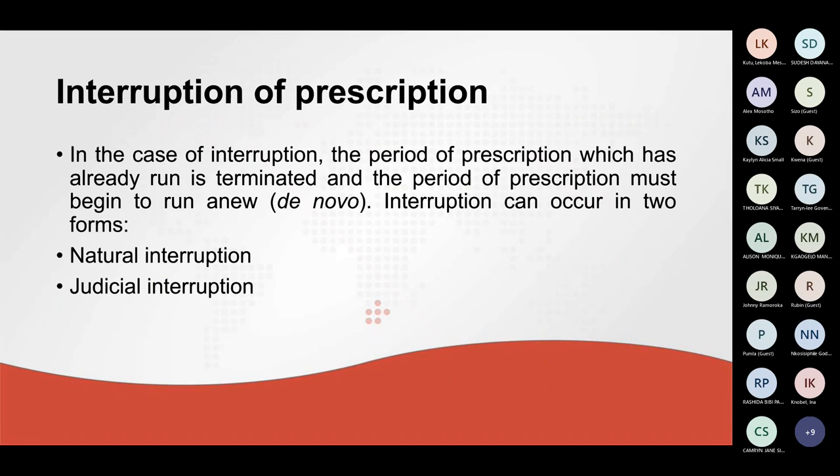And with regard to the interruption of prescription, prescription can be interrupted. In the case of interruption, the period of prescription which has already run is terminated and the period of prescription must begin to run anew. Interruption can occur in two forms, namely natural interruption or judicial interruption. Let's take the example of the servitude again. Say you use the right of way over the abandoned land for a period of 20 years, and a natural or judicial interruption occurs in that time, then your prescription period will terminate and must begin to run anew before you can acquire ownership.